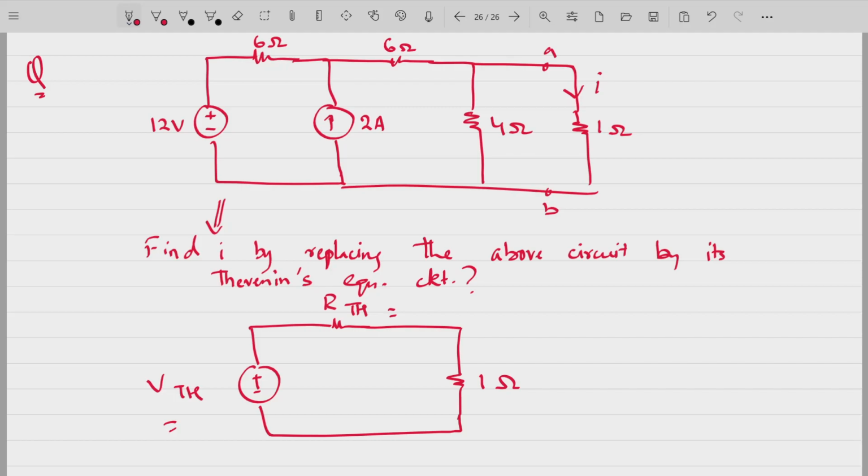The procedure is the same. Open the load resistance, that is open this 1 ohm resistor. Turn off all independent sources. Find out R equivalent.